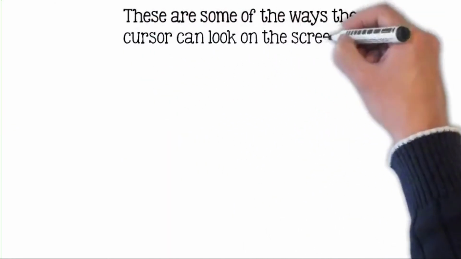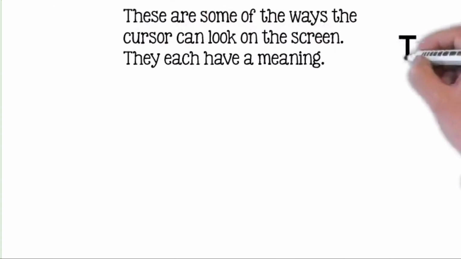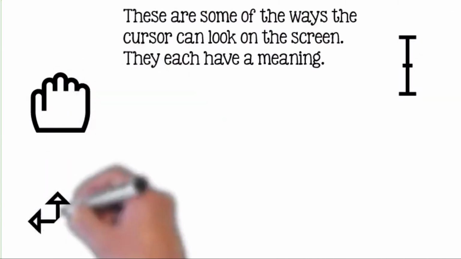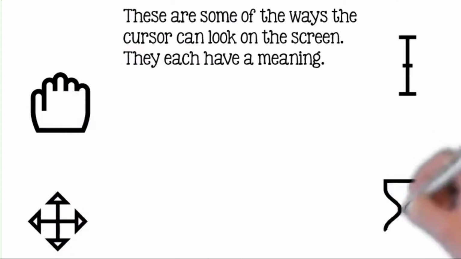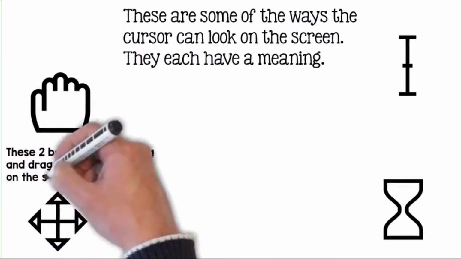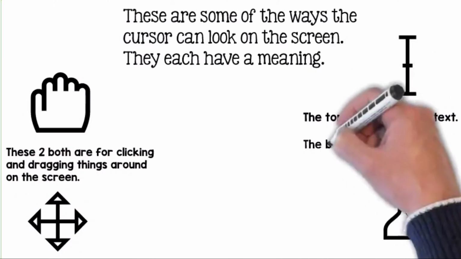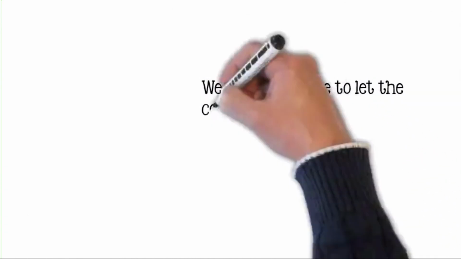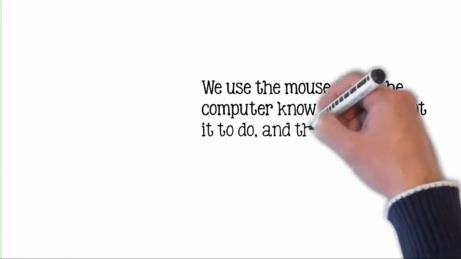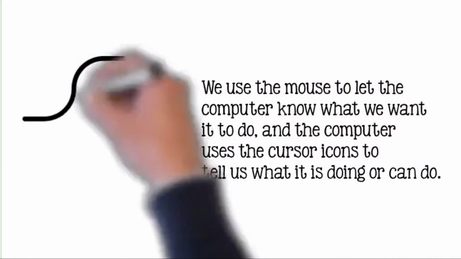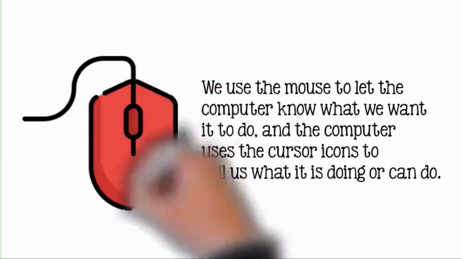These are some of the ways the cursor can look on the screen. They each have a meaning. These two are for clicking and dragging things around on the screen. The top one here is for text, and the bottom one means you need to wait. We use the computer mouse to let the computer know what we want it to do, and the computer uses the cursor icons to tell us what it is doing or can do.